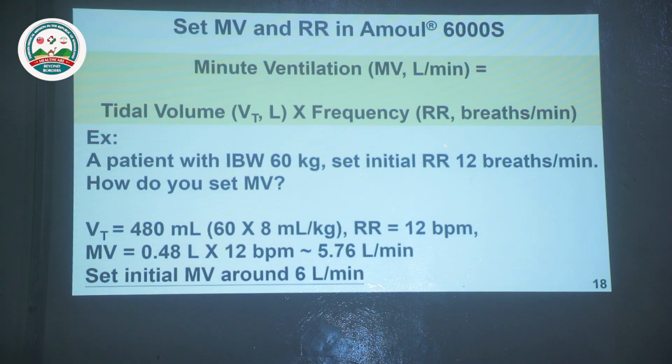And respiratory rate, because we like to set 12 breaths per minute, we calculate minute ventilation over here. Use 0.48, or you directly use 0.5 liter, times the respiratory rate 12 to get the minute ventilation around 5.7, or you can just set 6 liters per minute. One of the units that should be changed is the tidal volume, because we usually use ml for tidal volume, but we use liters per minute for minute ventilation. So you need to change the unit from ml to liter first.